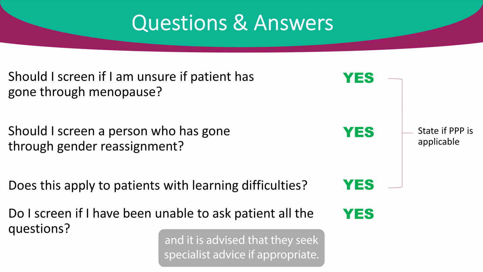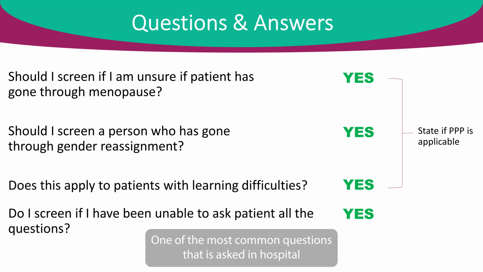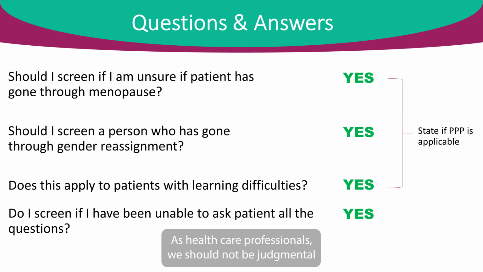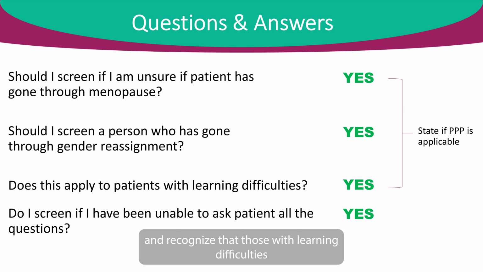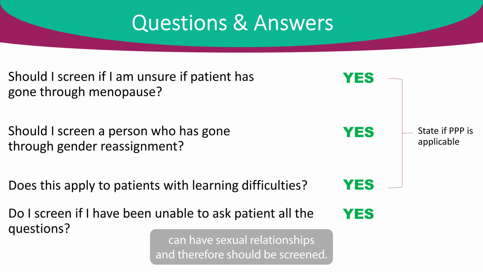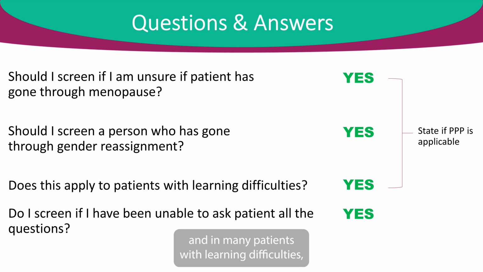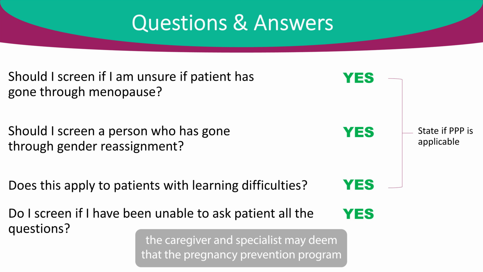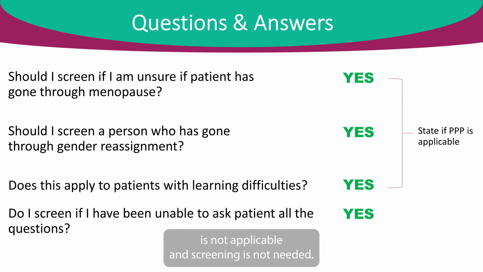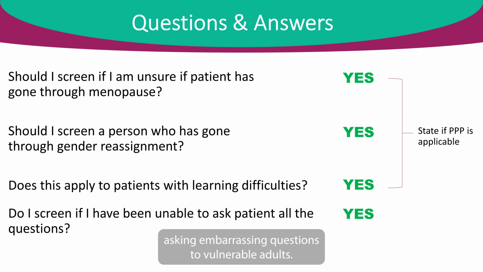One of the most common questions that is asked in hospital is in relation to biological females with learning difficulties. As healthcare professionals, we should not be judgmental and should recognize that those with learning difficulties can have sexual relationships and therefore should be screened. We do need to use discretion, and in many patients with learning difficulties, the caregiver and specialist may deem that the pregnancy prevention program is not applicable and screening is not needed. Please state this in the PTL to avoid inadvertently asking embarrassing questions to vulnerable adults.